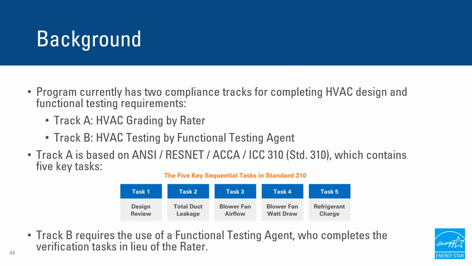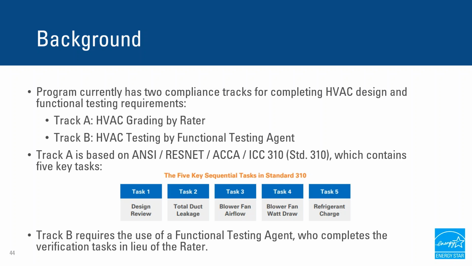As background, currently the program has 2 compliance tracks for completing HVAC design and functional testing requirements. Track A, HVAC rating by rater. Track B, HVAC testing by functional testing agent. Track A is based on Standard 310, which has 5 key tests: design review, total duct leakage, blower fan airflow, blower fan watt draw, and refrigerant charge. Whereas Track B requires the use of a functional testing agent who completes some of those verification tasks in lieu of the rater.